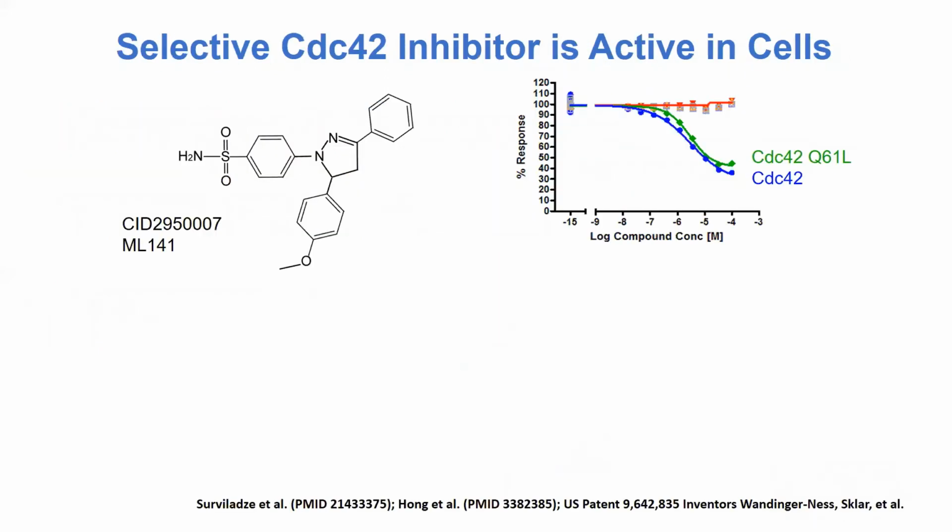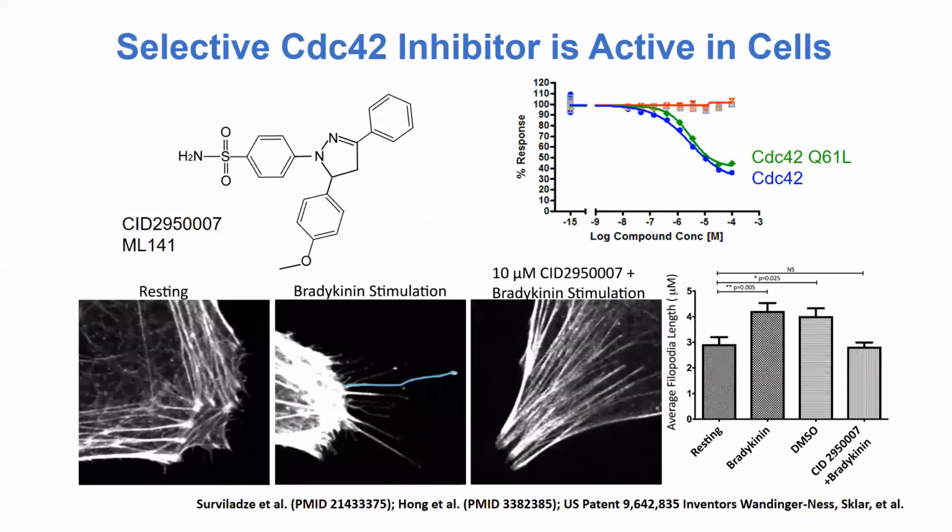The multiplex screen revealed a selective CDC42 inhibitor called ML141. We show here that ML141 reduces the length of filopodia in response to bradykinin, a cell-based assay accepted as a measure of CDC42 activation, a Rho family inhibitor. Thus, the activity of ML141 in cells is consistent with its action on CDC42.